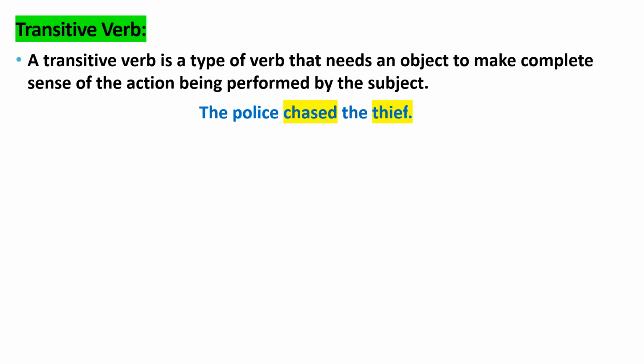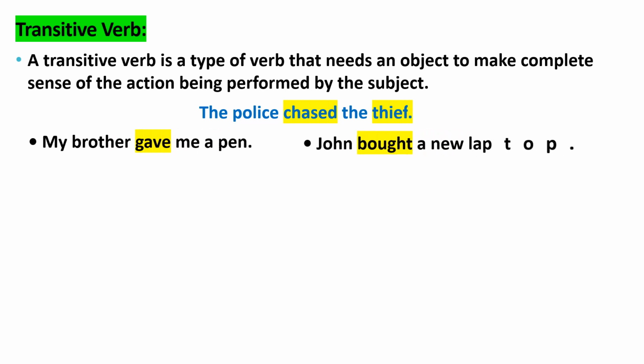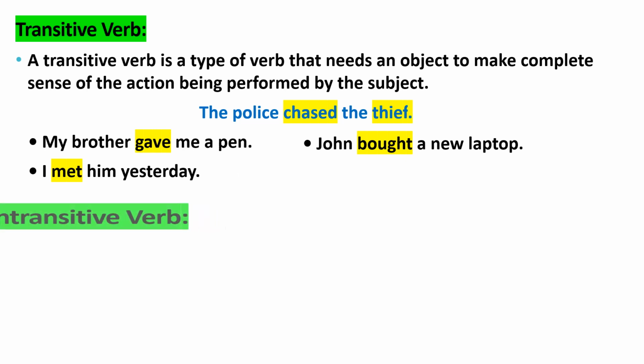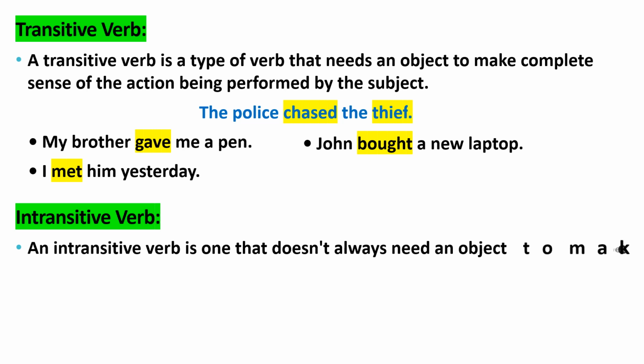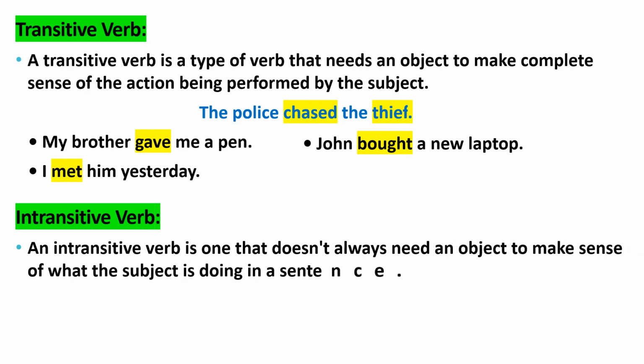Some examples are: my brother gave me a pen. John bought a new laptop. I met him yesterday. Intransitive verb. An intransitive verb is one that doesn't always need an object to make sense of what the subject is doing in a sentence. But there are a few verbs that can be both transitive and intransitive.